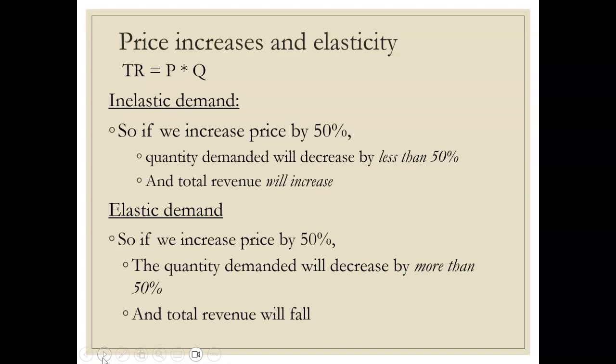Again, let's use our equation for total revenue, price times quantity. If we have inelastic demand, so that when we increase prices by 50%, quantity demanded will decrease by less than 50%, so total revenue will go up. But if we have elastic demand, if we increase price by 50%, then the quantity demanded will decrease by more than 50%, and total revenue falls.